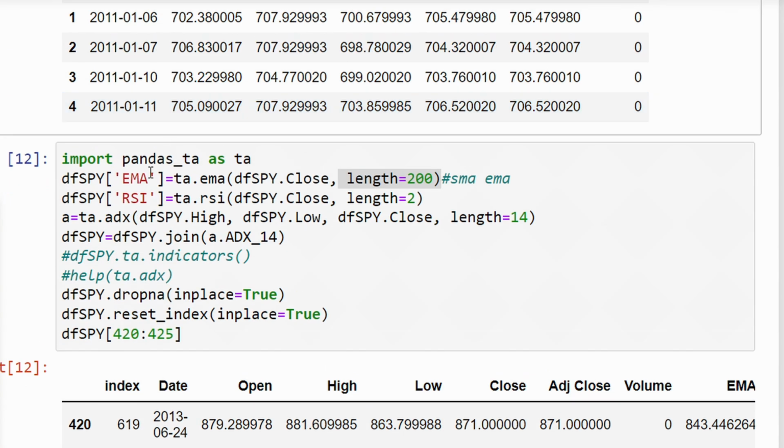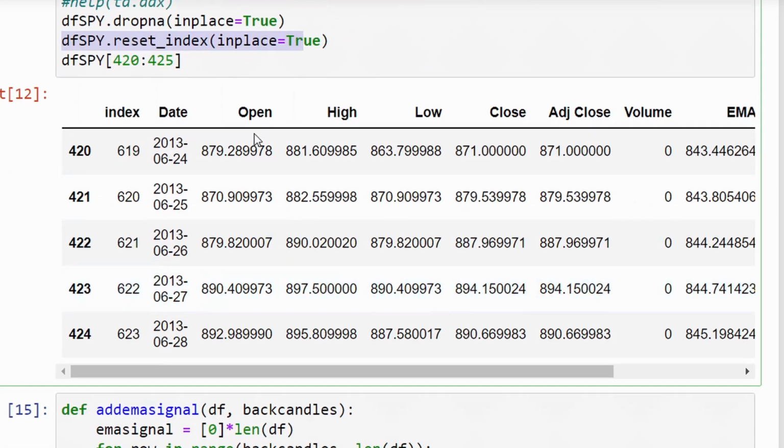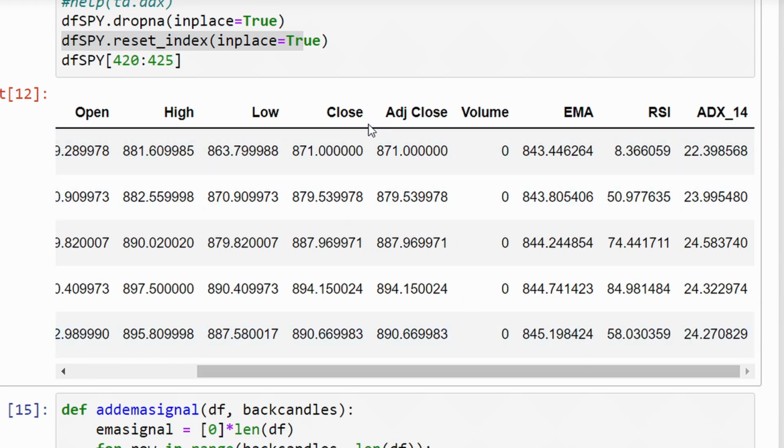Then I'm adding the exponential moving average of length 200 for the trend detection and the RSI with length equal to 2, as well as the 14 length ADX, as you can see using this line here, the function ADX from the pandas underscore technical analysis package. Again, we are cleaning the data frame and resetting the index and printing a slice of our data frame just to check how many columns and what are the titles of these columns that we are going to be using.